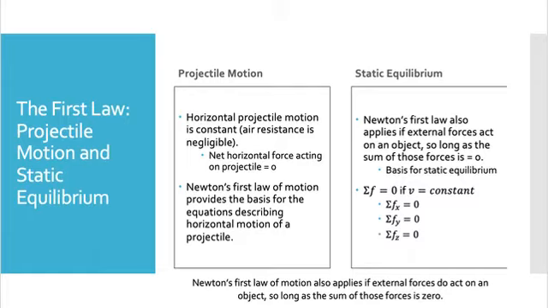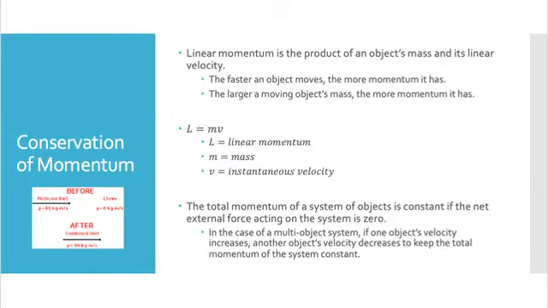So an object may continue its motion in a straight line or continue its state of rest if the net external force acting on the object is zero. Recall that if the sum of all forces acting on an object is zero, then the object is in a state of static equilibrium. Newton's first law of motion is the basis for static equilibrium. Newton's first law of motion also provides the basis for the principle of conservation of momentum.